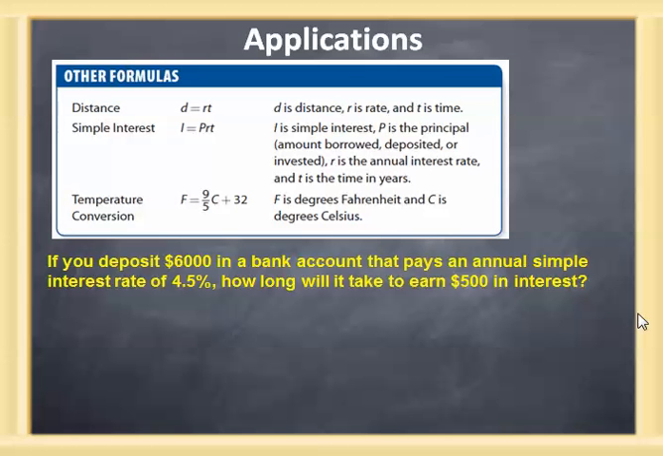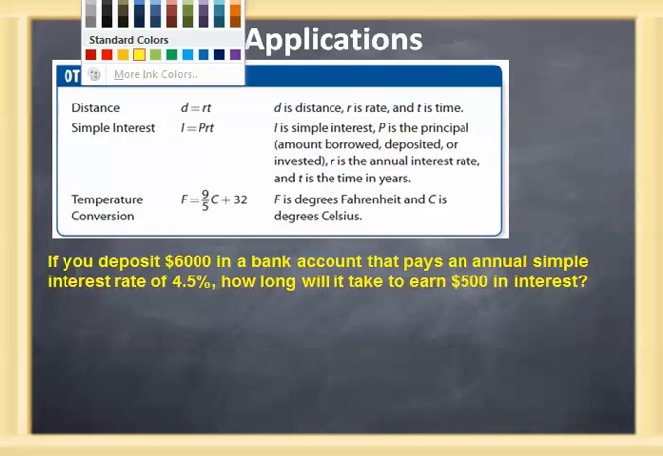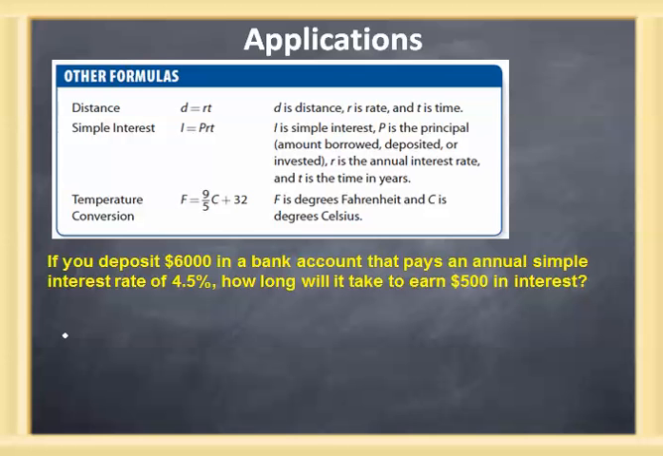Okay. So, let's talk about how we're going to use these formulas. Here are 3 formulas that they're going to give you. Distance equals rate times time. Interest equals principal times rate times time. And the formula to change Fahrenheit into Celsius, or Celsius into Fahrenheit, depending on what you're looking for. Okay? So it says, if you deposit $6,000 in a bank account that pays an annual simple interest rate of 4.5%, how long will it take to earn $500 in interest?